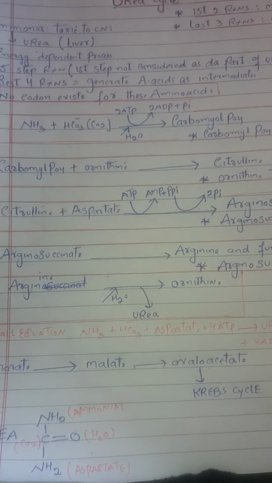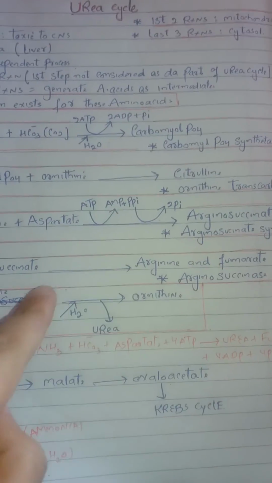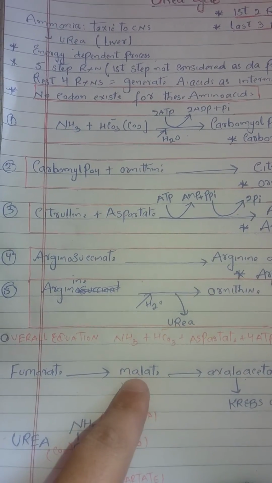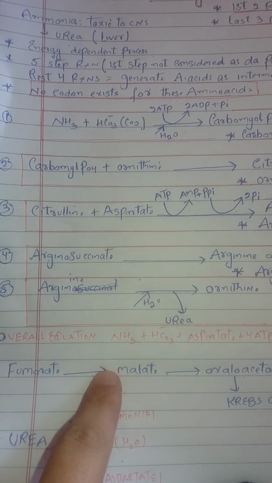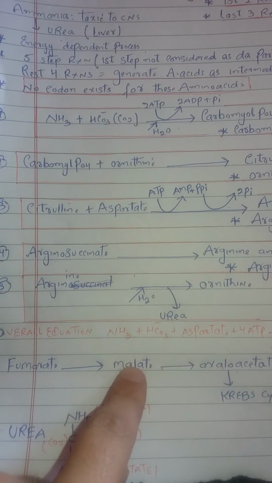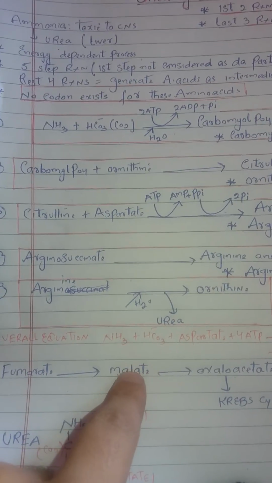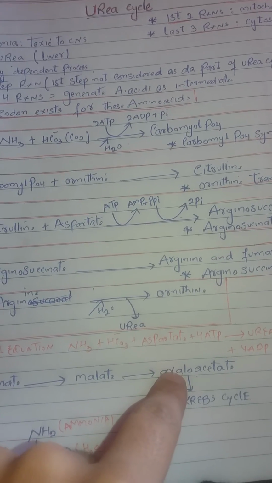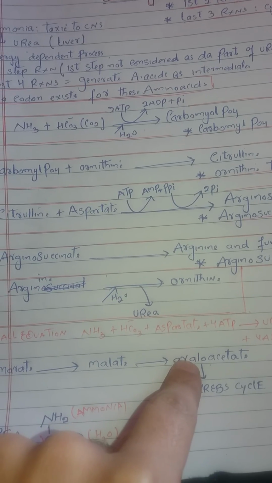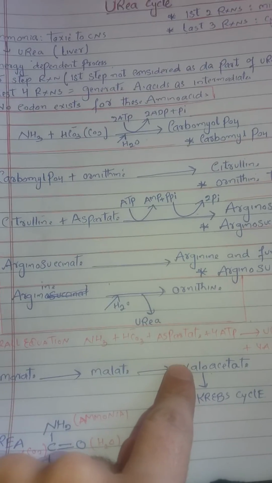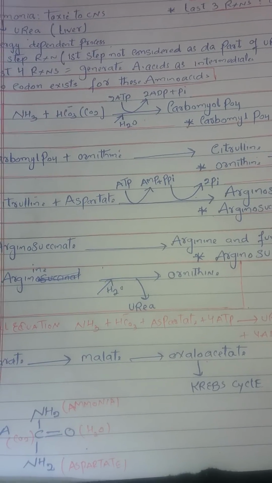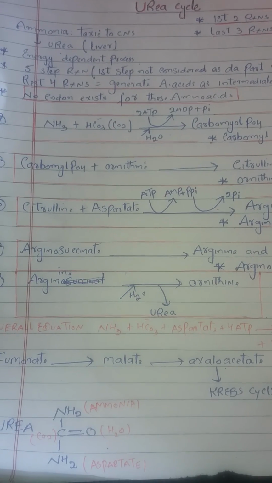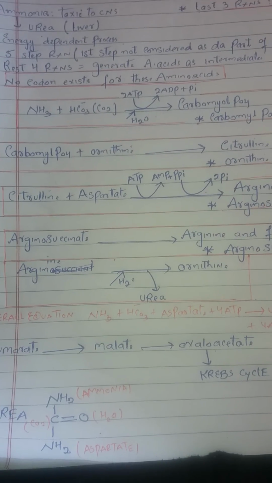Remember, the fumarate produced in the fourth reaction can be converted into malate. This is a reaction of the Krebs cycle. Then this malate is converted into oxaloacetate. From oxaloacetate we can form glucose through a process known as gluconeogenesis. Or this oxaloacetate can combine again with the acetyl coenzyme A in the Krebs cycle to restart the Krebs cycle. So we see here that the urea cycle has a huge relation with other processes like gluconeogenesis and the Krebs cycle.